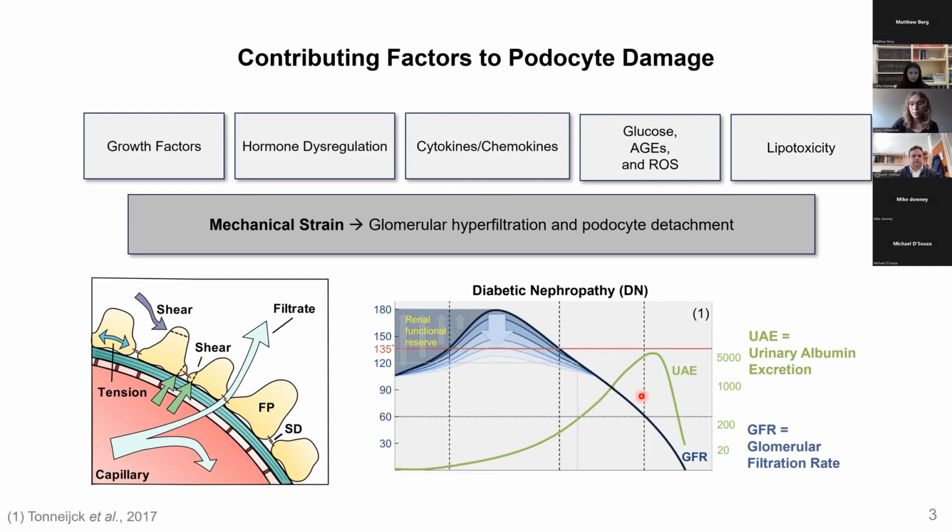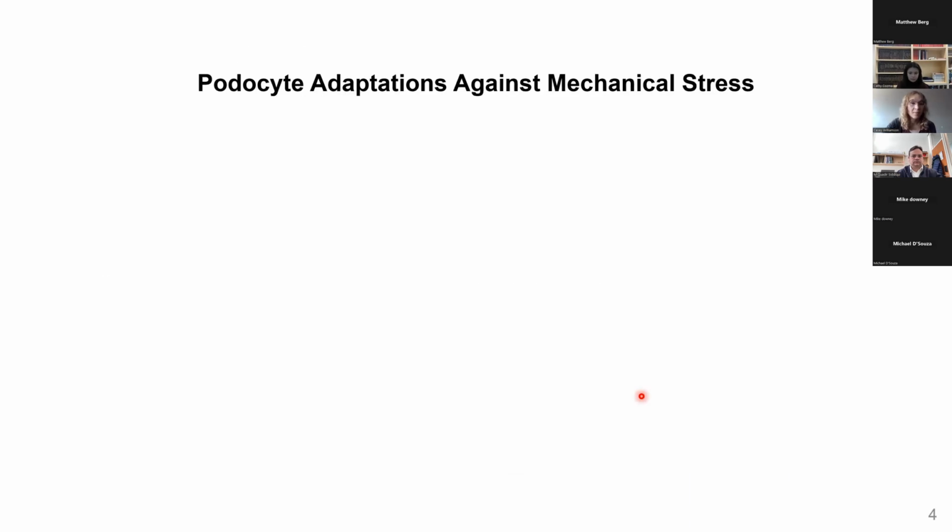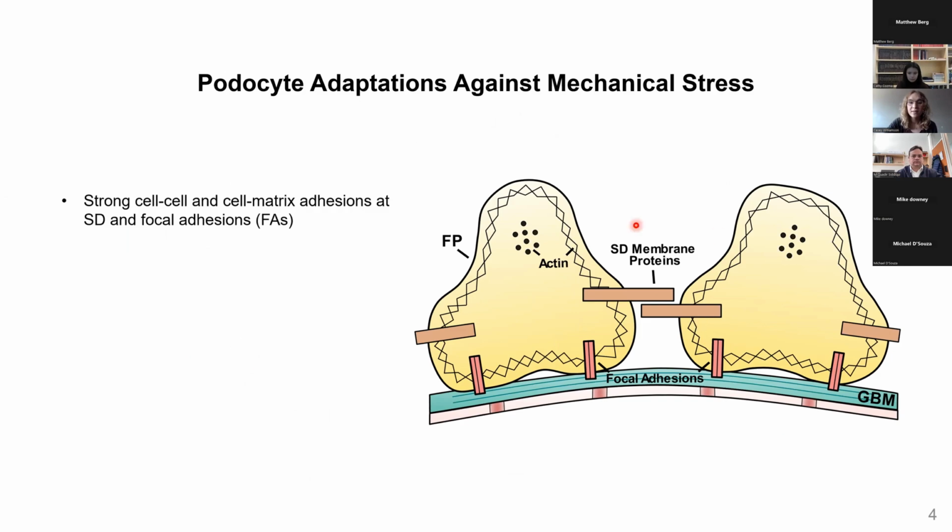So this is something that's really important to note for podocyte pathology and kidney pathology. Going further, podocytes have several adaptations against this mechanical stress. For example, there are strong cell-cell and cell-matrix adhesions in podocytes at the slit diaphragm and focal adhesions. To show this here, we have slit diaphragm membrane proteins between them, the focal adhesions shown here, and they then create this dynamic actin regulation as well.